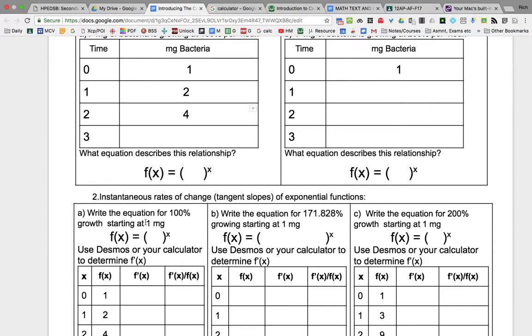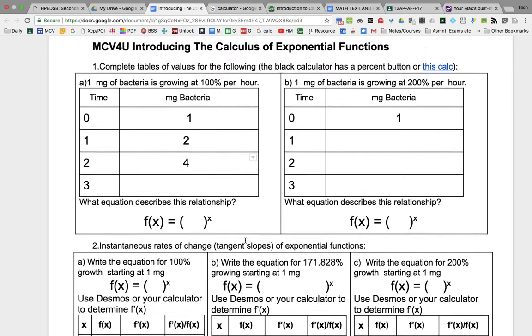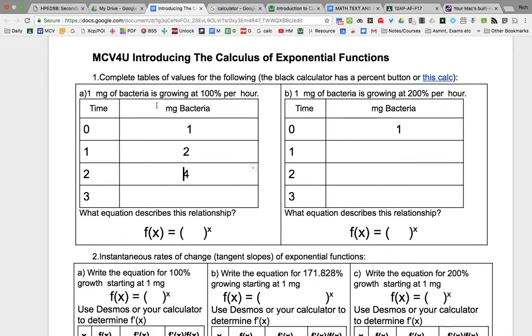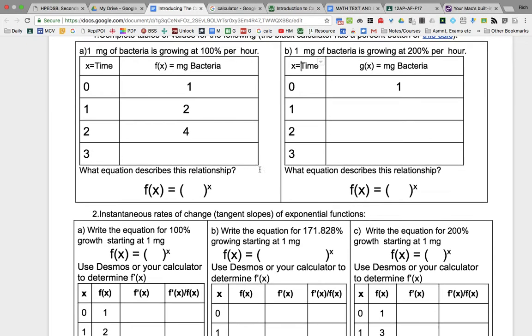Now you'll notice, I think your handout actually says that this should be f of x, and this should be g of x over here, and this probably should be x equals time and x equals time. So I'll just add that in right now. That makes this f of x, this g of x.